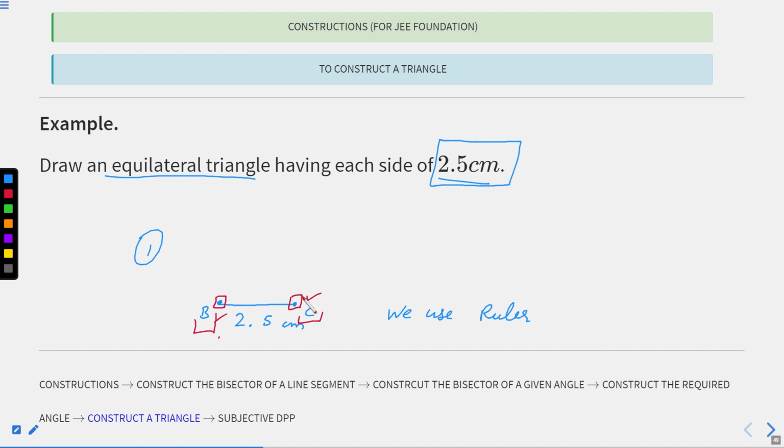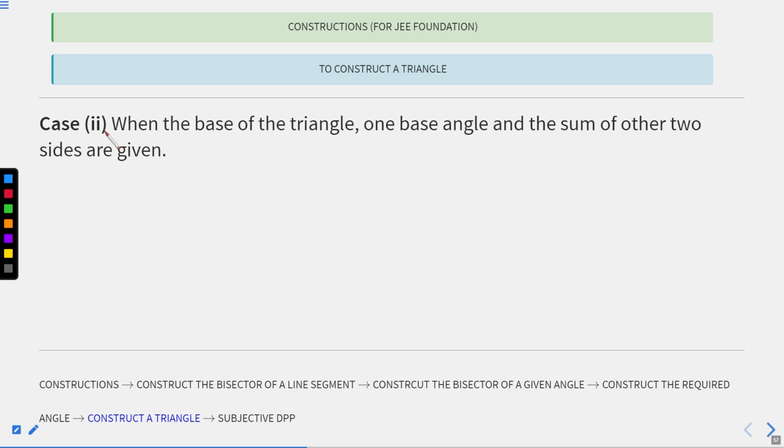Now let's move to next. Now see case 2. In case 2, a base of a triangle is given. So what do we mean by base? Base is the side of a triangle on which the triangle is standing.